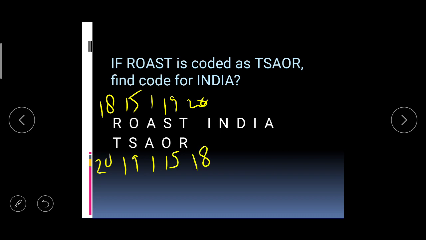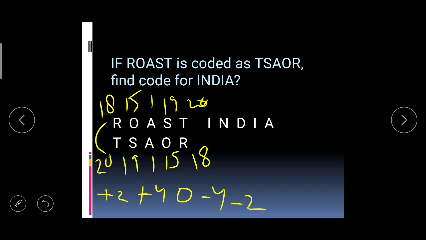Okay, let's establish a pattern. 18 becomes 20, that means plus 2. 15 becomes 19, that means plus 4. 1 becomes 1, that means 0. Nothing addition, no subtraction. 19 becomes 15, that means minus 4. 20 becomes 18, that means minus 2.